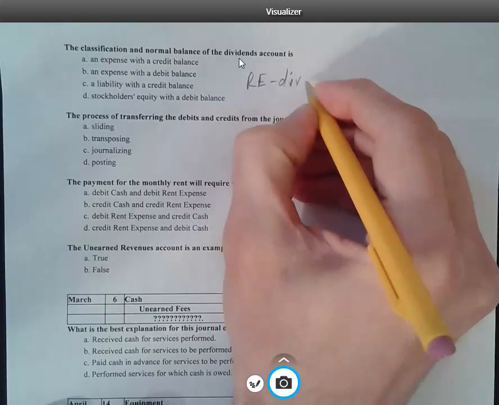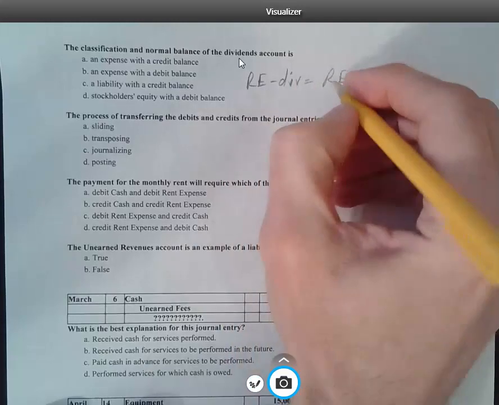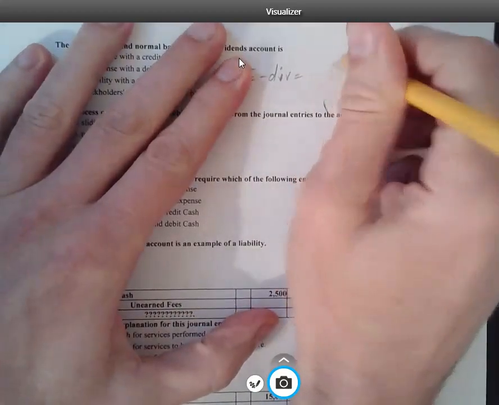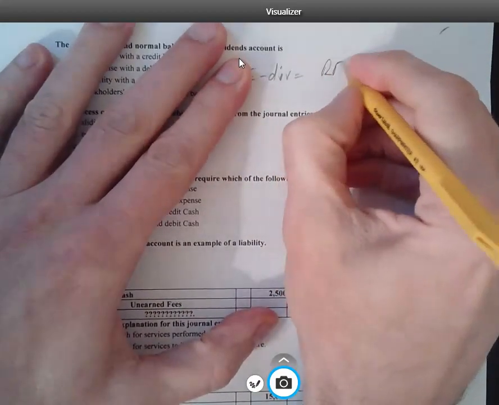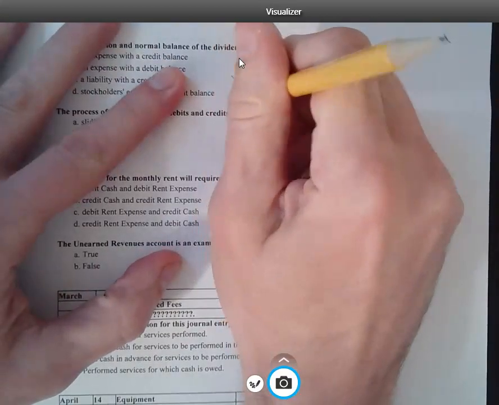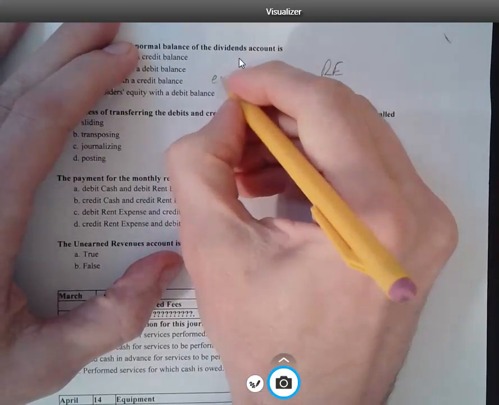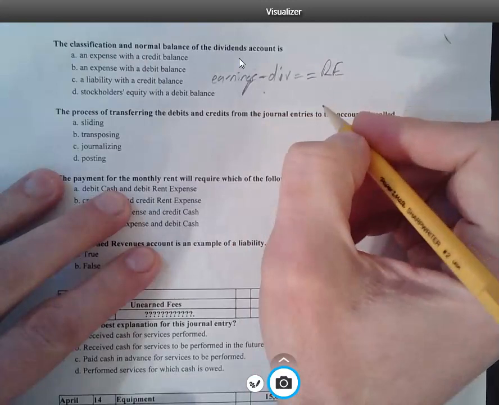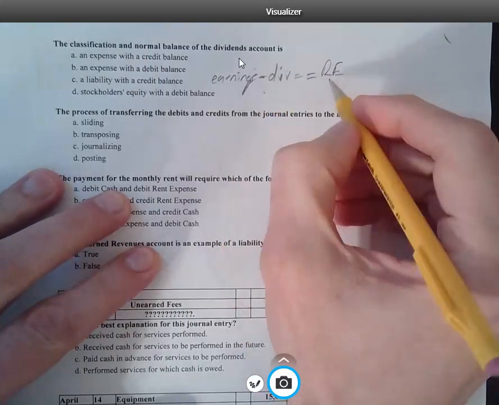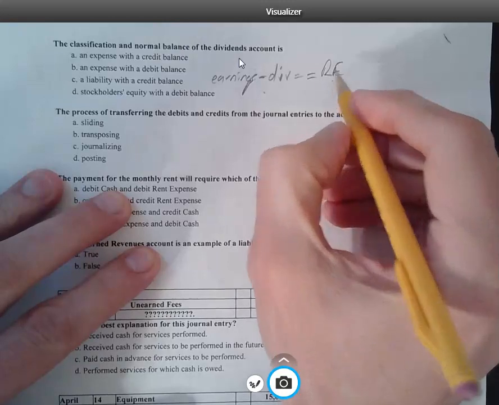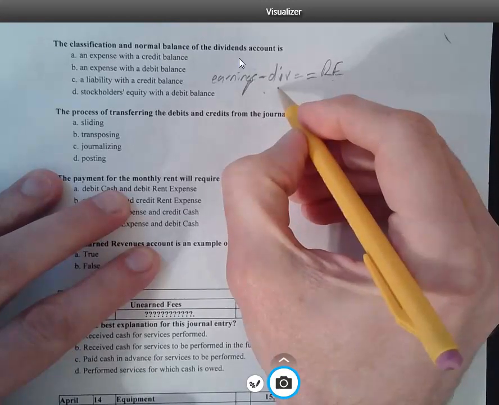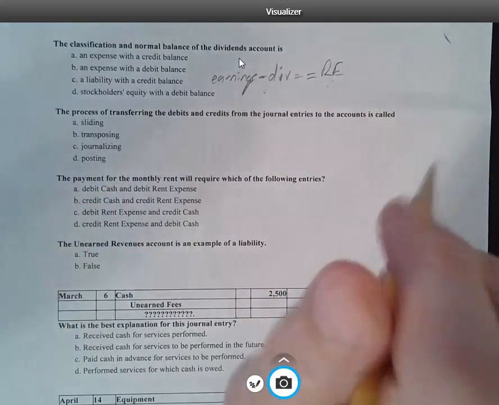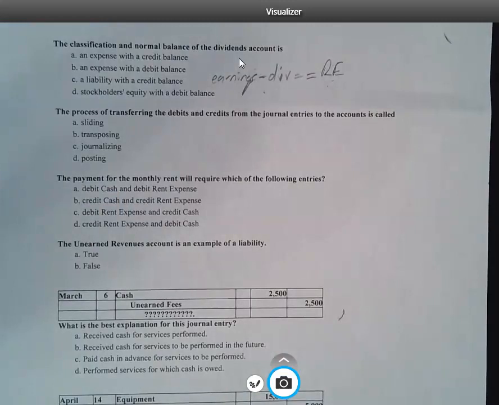If we take earnings and we subtract out dividends, that's going to equal retained earnings. So dividends, or what we've paid out in cash dividends, are embedded in retained earnings. They lower retained earnings. So it is a part of the stockholders' equity section.